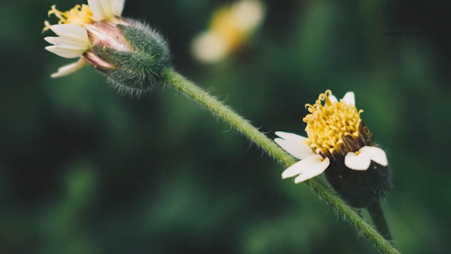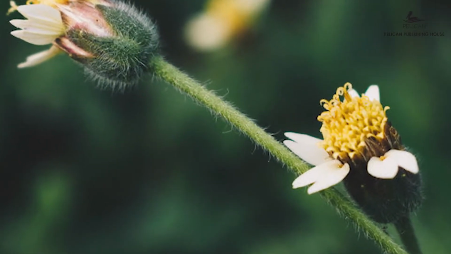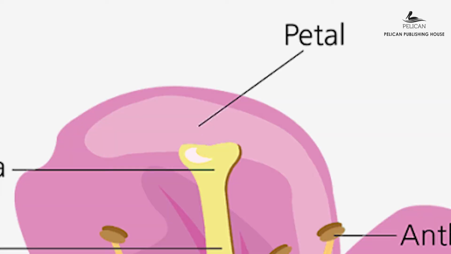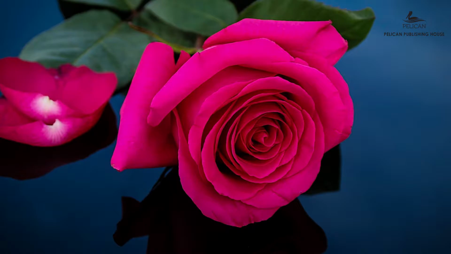Let's now discuss the parts of flowers. Colorful petals and green-colored sepals generally surround a flower. Sepal. A sepal is green colored and it is the outermost part of the flower. It is the remains of the covering of a bud. A sepal protects the flower when it is inside the bud. Petal. A petal is generally brightly colored. Petals attract insects and other pollinators to the flower.